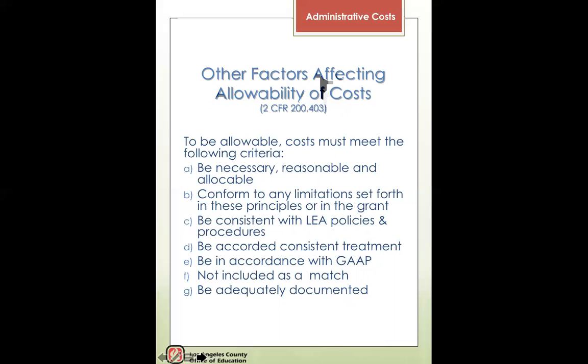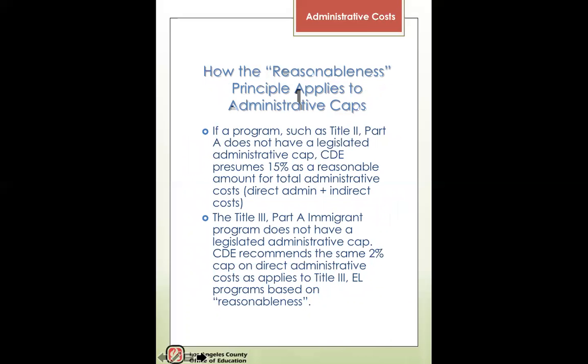This whole idea of being allocable, that means you can show how that money or that service supports that grant. Okay, so that's why you can allocate it to that grant. And the others are not as applicable to this workshop. All right, so I think we already talked about the next slide, which is how reasonableness applies to caps. We said Title II, they use a 15%. Title III immigrant doesn't have a cap, but CDE recommends the same 2% that you have on EL programs. Again, their presumption is that these are like programs, out of the same funding source, and so they go on the presumption that a 2% cap is reasonable.